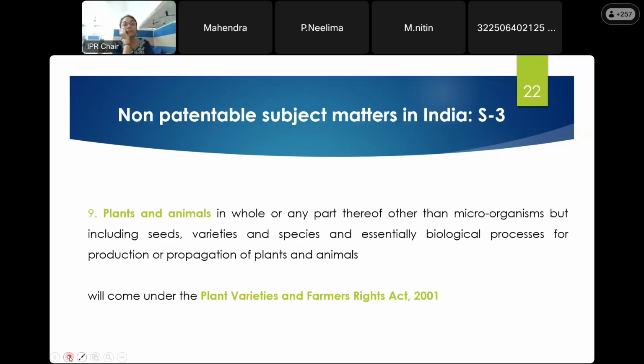So again, plants and animals in part or whole. You cannot patent the banyan plant. You cannot patent any plant or any animal or the whole thing or any seed or variety, anything. Those kinds of things are not patentable. We in India have a different act, called the Plant Varieties and Farmers' Right Act 2001. You have to file under that IP Act. Okay. You don't go for patenting for these things.